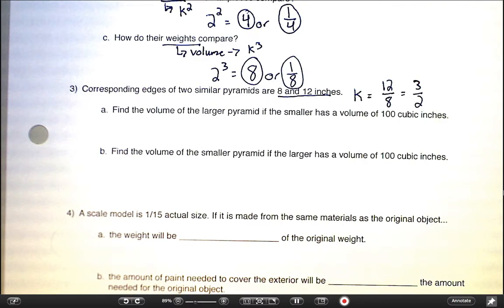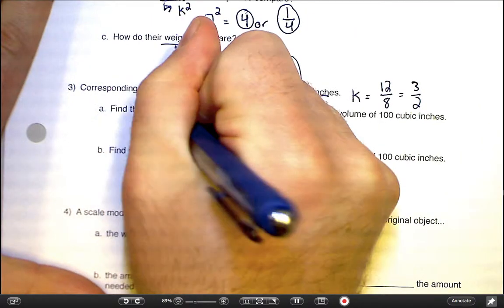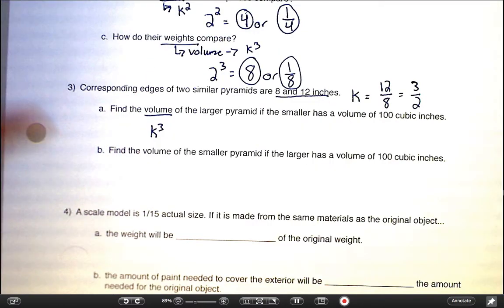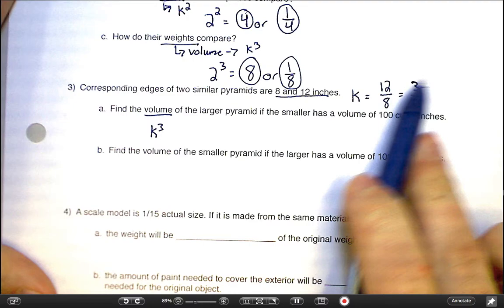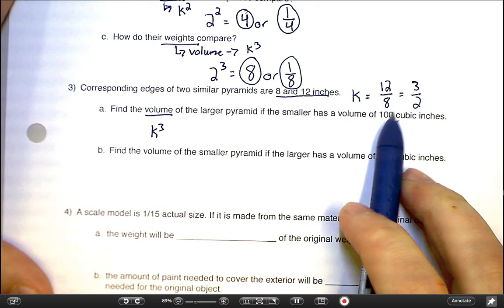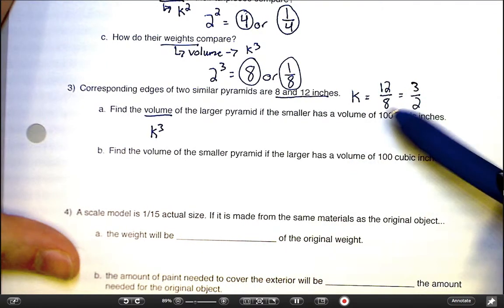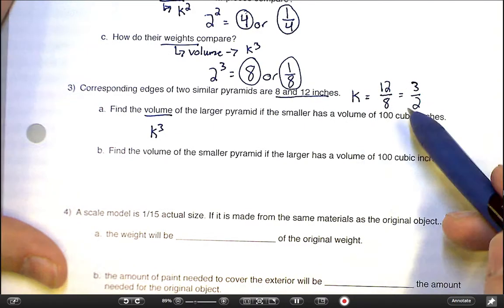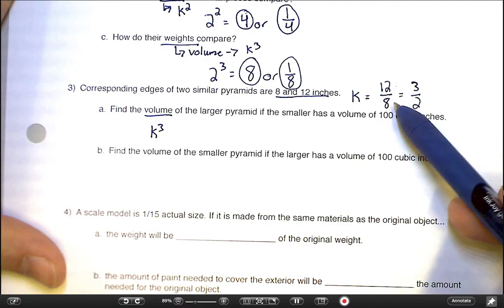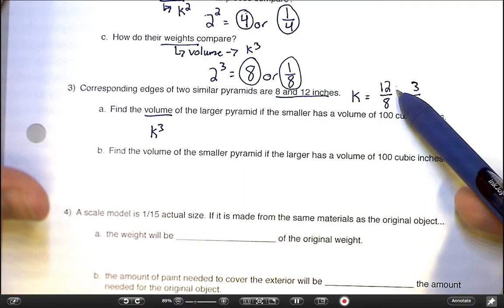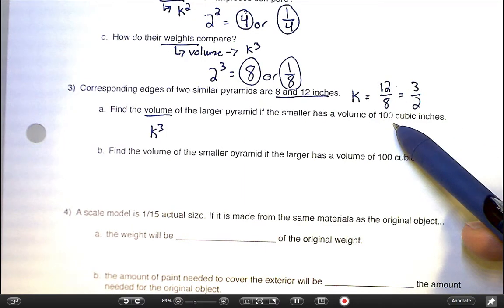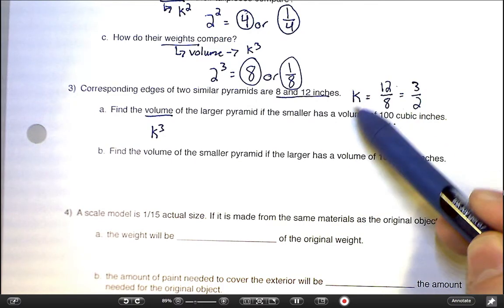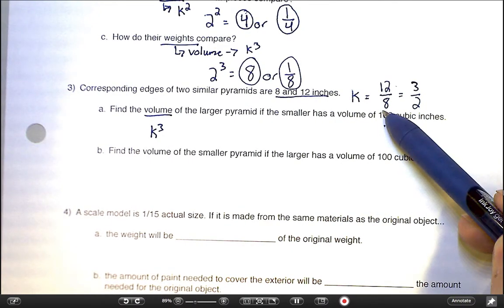Now for part A, if I am talking about volume here, that means I need a k cubed value. For k cubed, I then need to take this k value and cube it. Now I do want to make sure that it is set up in the correct way. So I did the 12 on top and the 8 on the bottom. Based on what we talked about in our notes yesterday, the one we know more about goes to the bottom, the one we know less about goes to the top. So if the volume of the smaller one is 100, that's more information about the smaller measurement, which is 8. So I want to keep that on the bottom, the 12 will stay on top.